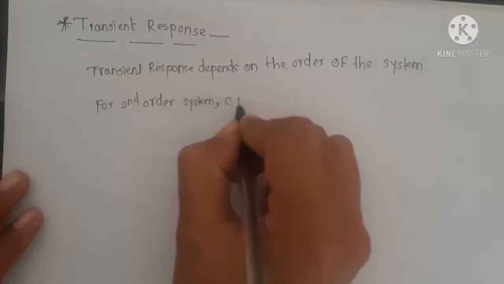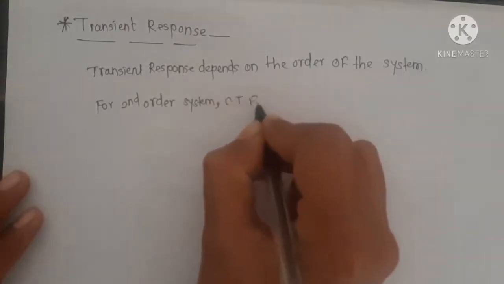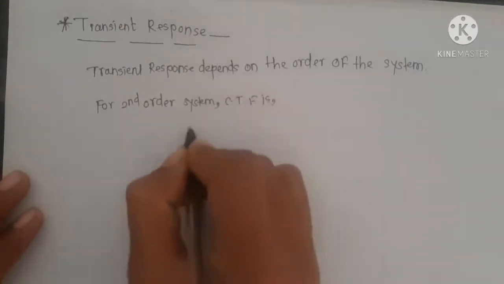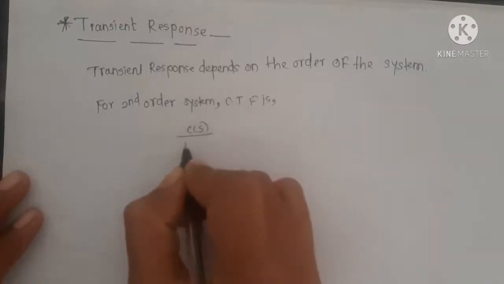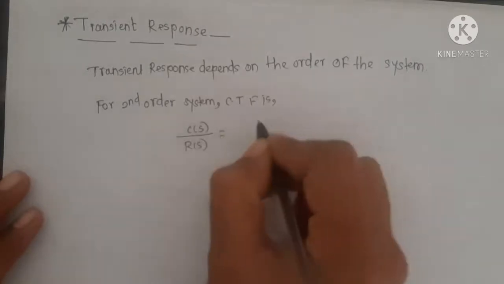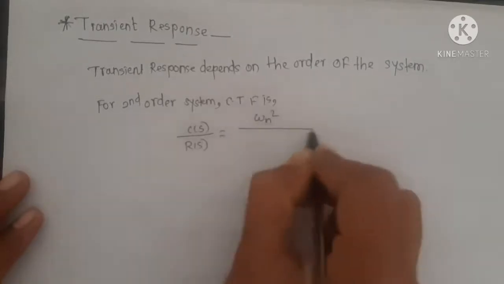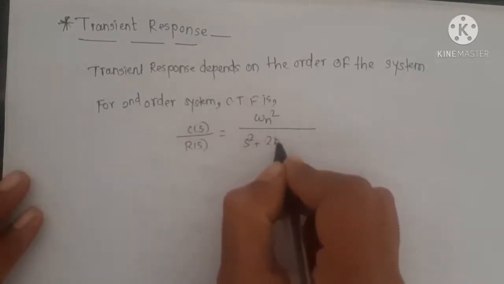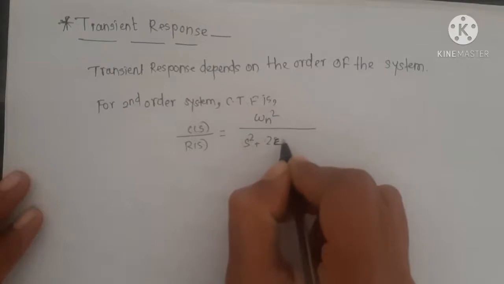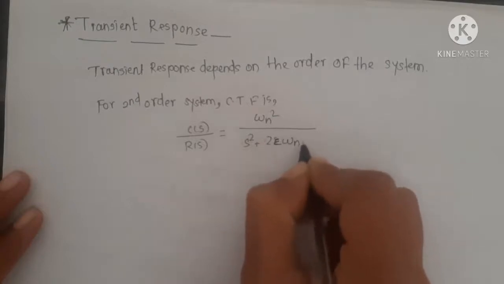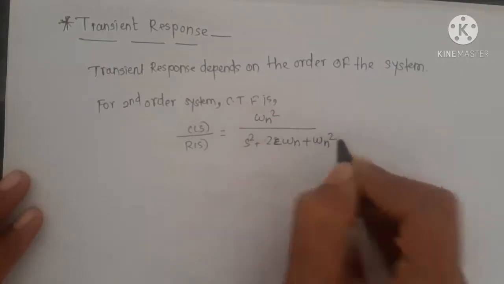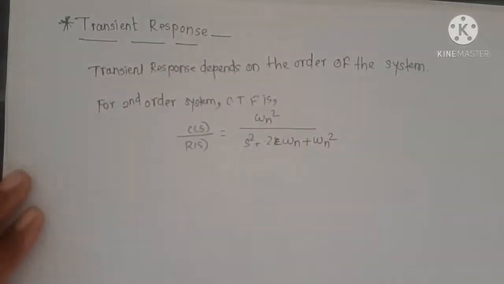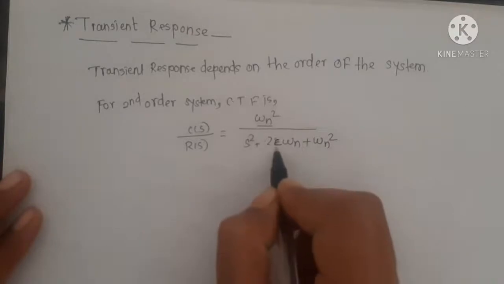the closed loop transfer function is, that is C of s upon R of s is equal to omega n square upon s square plus 2 eta omega n s plus omega n square. So in this transient response there are two important definitions, that is this omega n and eta.